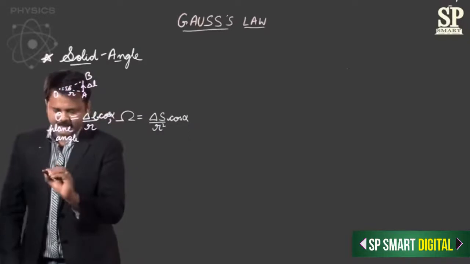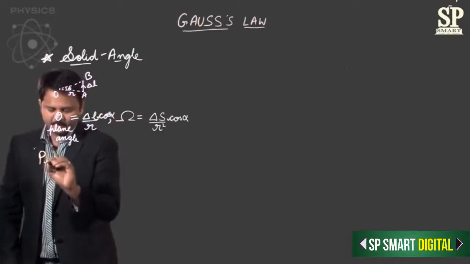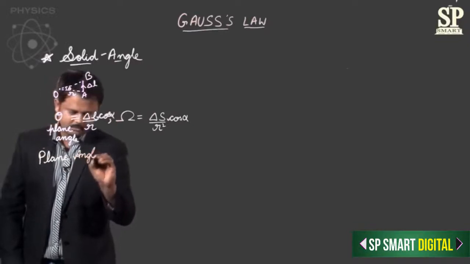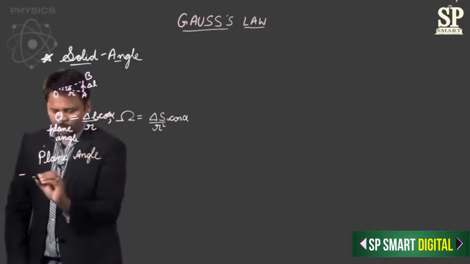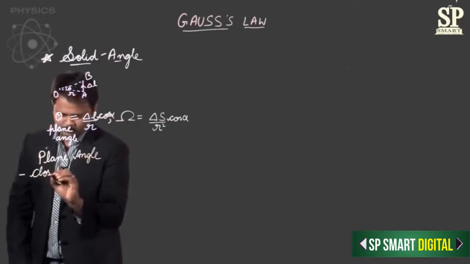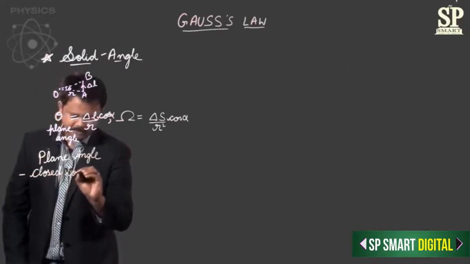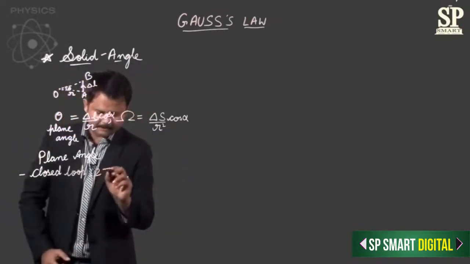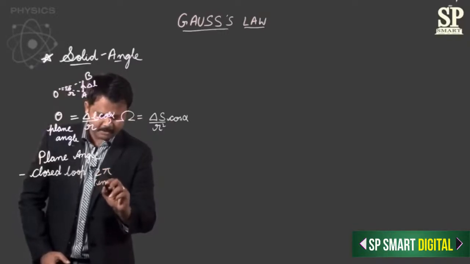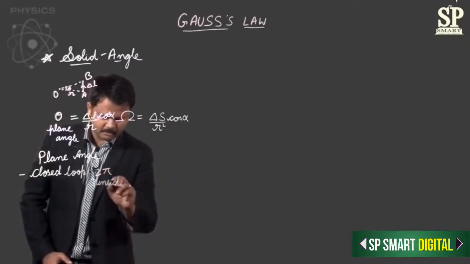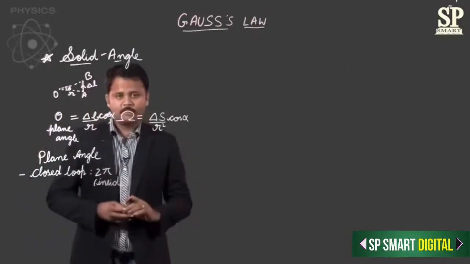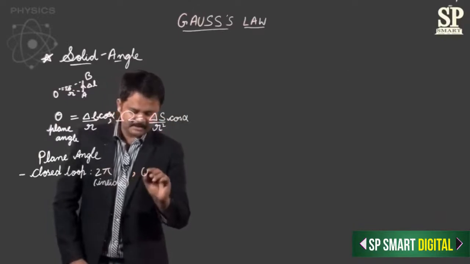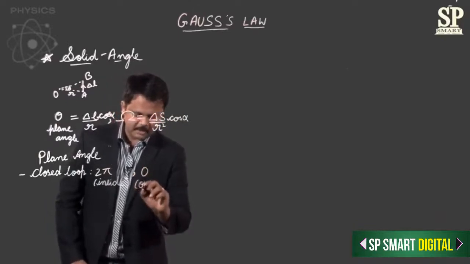What I mean to say is, in the case of a plane angle, if we have a closed loop, the total angle subtended at a point inside is 2 pi. So I can write 2 pi here for inside, and for any general point that is taken outside this loop, the angle subtended is 0. So this is for a point outside.